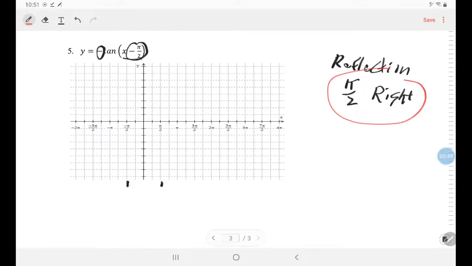I'm sorry, that was at negative pi halves, and it is now shifted pi halves to the right. This one that was at pi halves is now shifted pi halves to the right, which is 2 little grids, which puts me at pi. So those are my 2 new asymptotes or boundaries or bounds for this function.